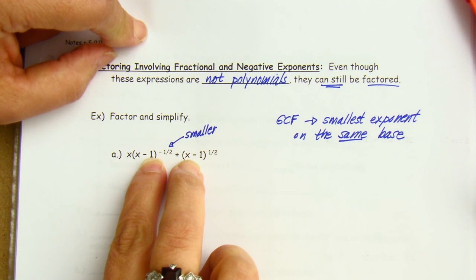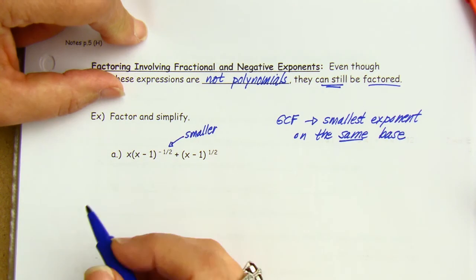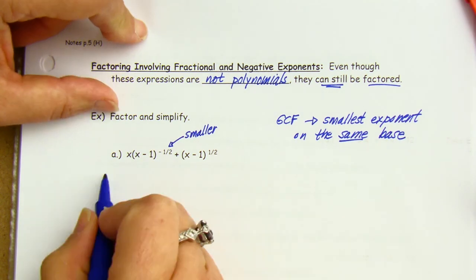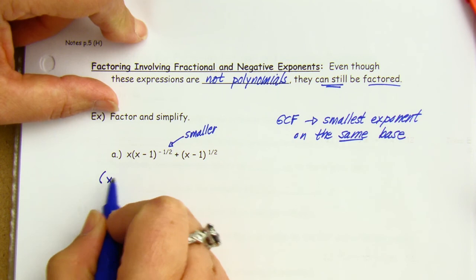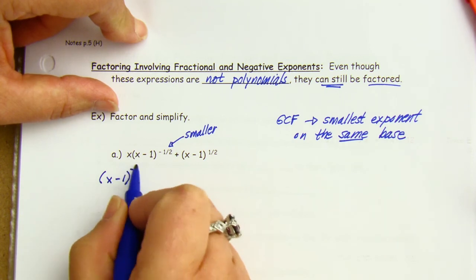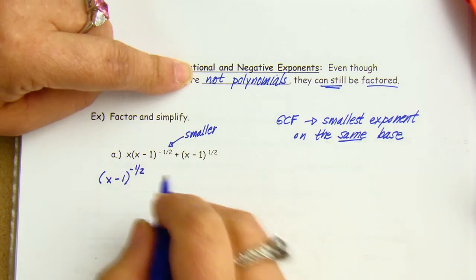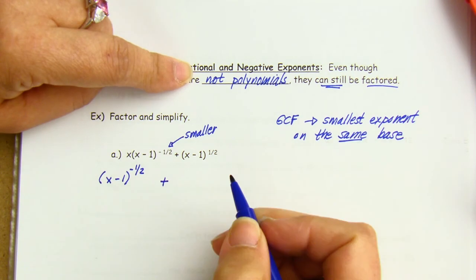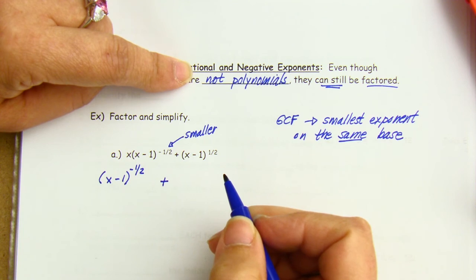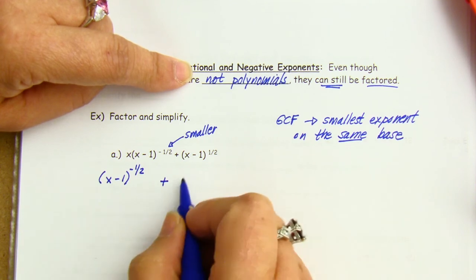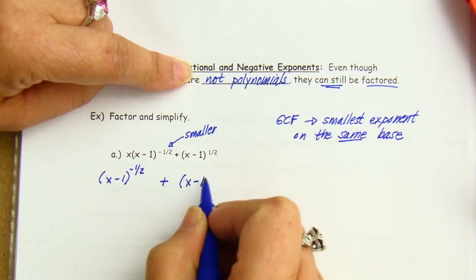So what I'm going to do is write the GCF on the left side of the plus sign. I'm going to copy the plus sign, and I'm going to write the GCF on the right side of the plus sign.